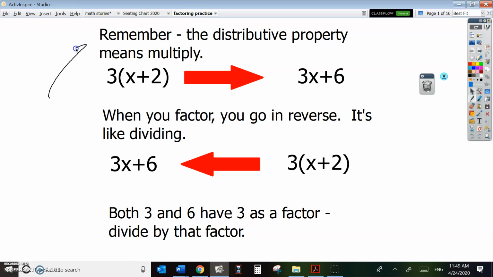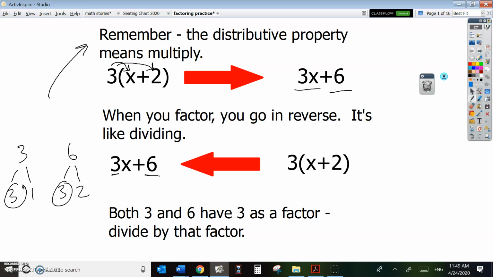Another way to think about factoring is dividing, like I mentioned. So let's think back for a minute about distributing. The distributive property means to multiply. 3 times x, 3 times 2. You get 3x plus 6. So in factoring, you divide. 3 and 6 both have a common factor of 3. So you divide by the common factor. And when you divide, you factor.